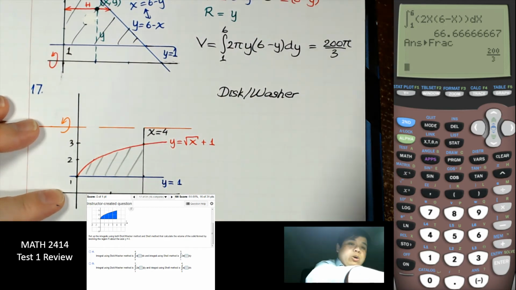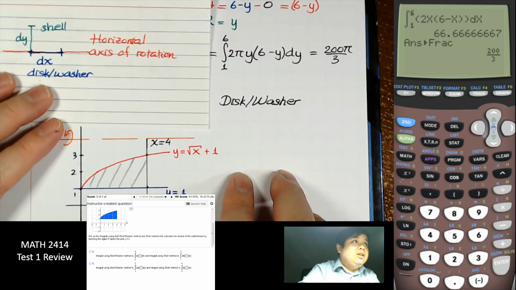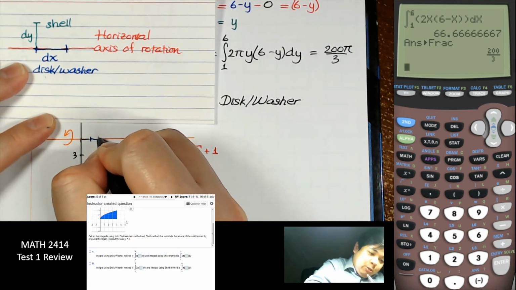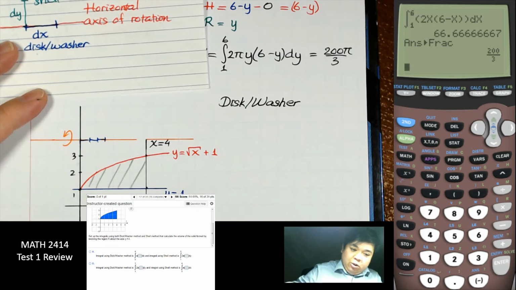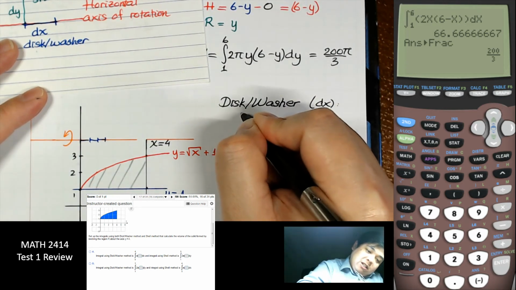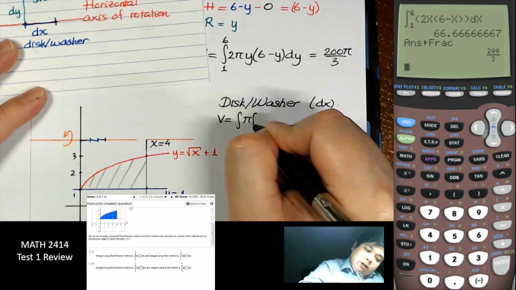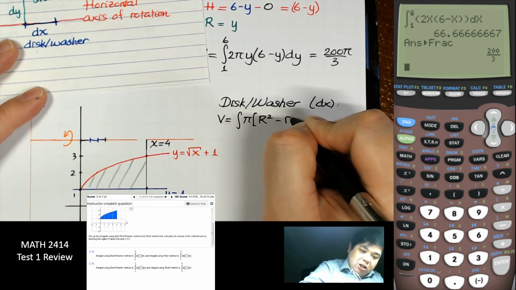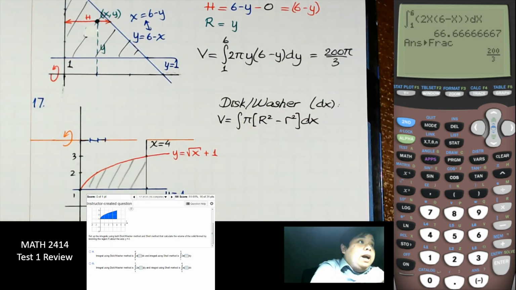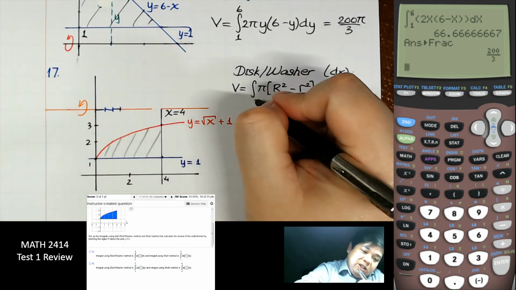So horizontal axis of rotation, and we're going to go along the axis of rotation. This washer will be dx. That is pi R squared minus little r squared dx. Right. And then the limits for x are 0 to 4.